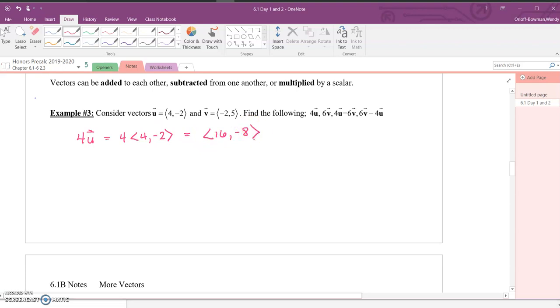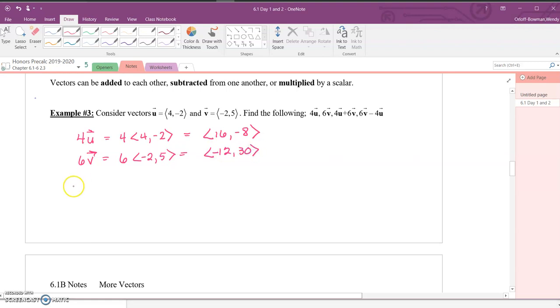I'm going to encourage you to pause the video and try to find 6v. Okay, so vector 6v is simply again taking 6 and multiplying it by each component in vector v, and we will end up with the vector -12, 30.